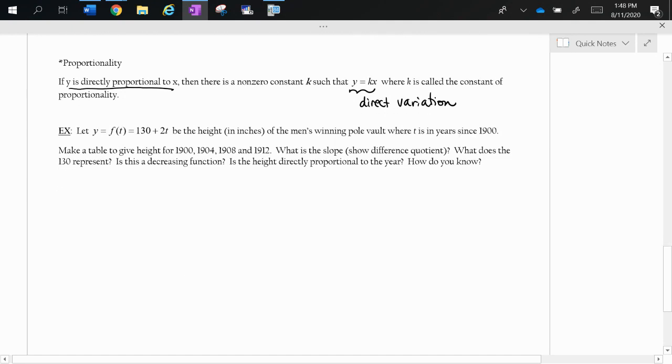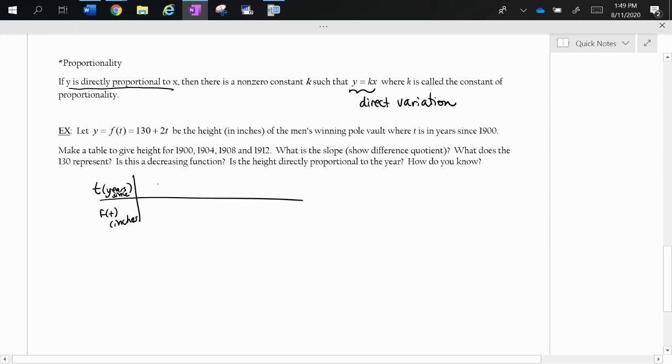And then lastly, we're going to look at this example. I give you the equation of a line here. F of t, or y, is equal to 130 plus 2t. Let this be the height in inches of the men's winning pole vault, where t is in years since 1900. T is in years since 1900. So year 0 would be 1900. So we're going to make a table for t, which is in years since 1900, and f of t, or y, which is in inches.